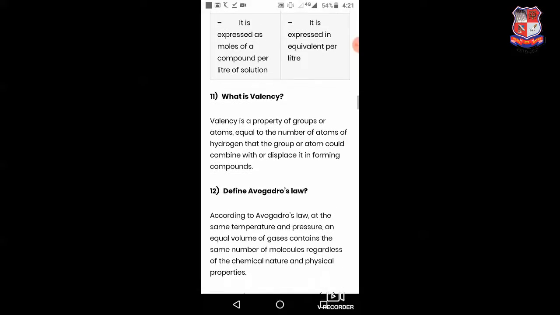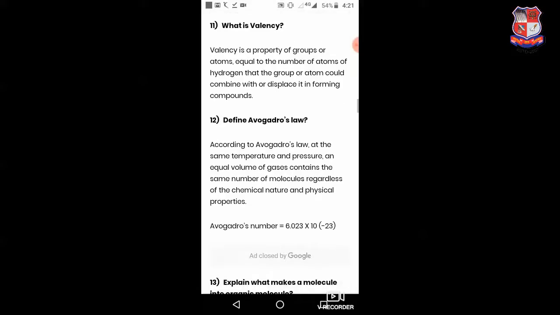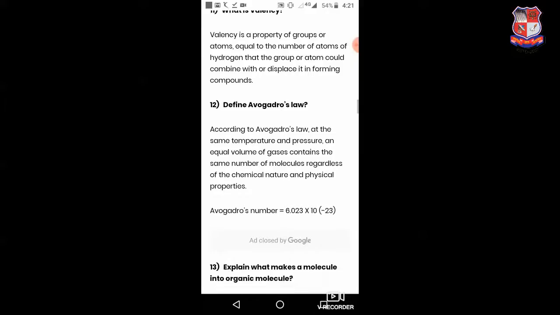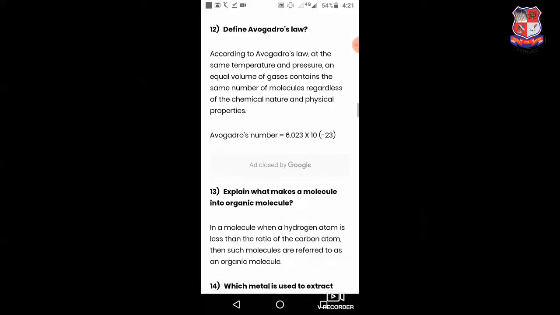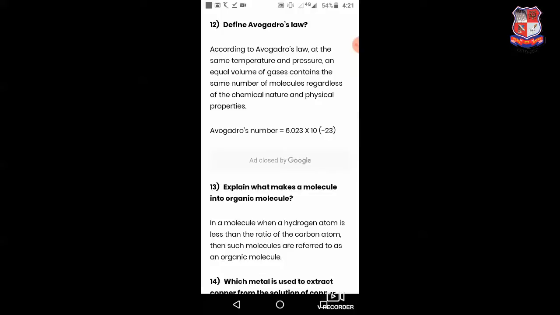So what is valency? Valency is a property of groups or atoms equal to the number of atoms of hydrogen that the group or atom could combine with or displace in forming compounds. Define Avogadro's law. According to Avogadro's law, at the same temperature and pressure, equal volumes of gases contain the same number of molecules regardless of the chemical nature and physical properties. Avogadro number is equal to 6.023 into 10 to the power 23.